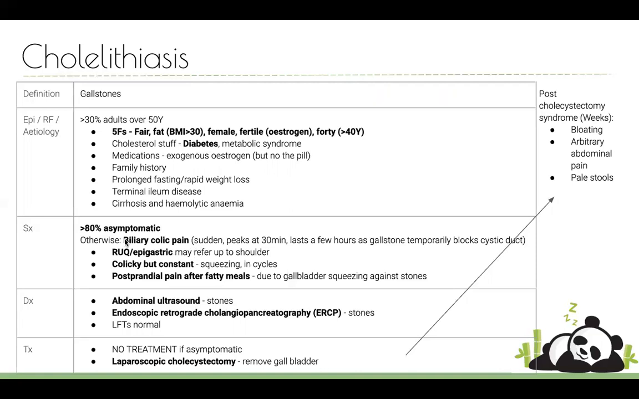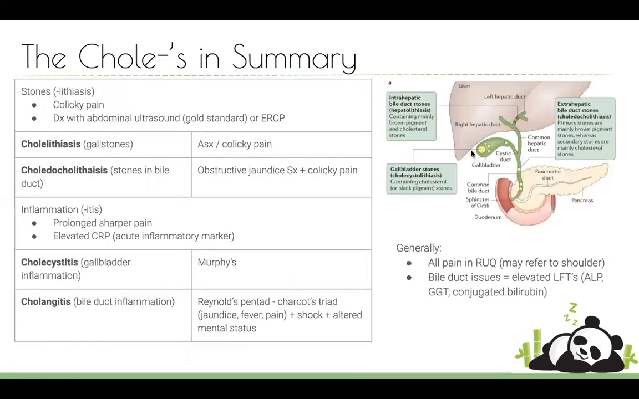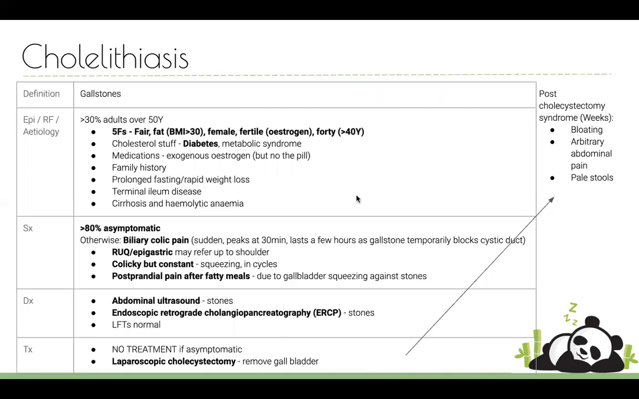It's usually asymptomatic because it's just sitting in your gallbladder. It's really happy. It doesn't really cause anything, and it's chill. Otherwise, if it enters the cystic duct, you get your biliary colic pain. So this is your right upper quadrant pain. It's coming and going because it's colicky.